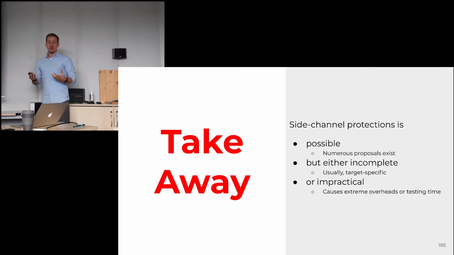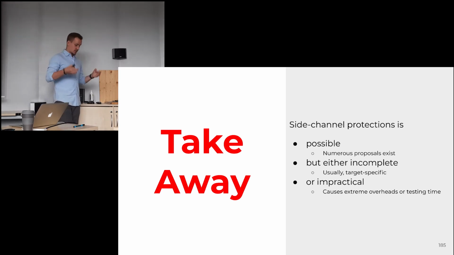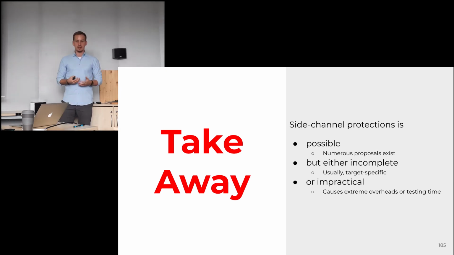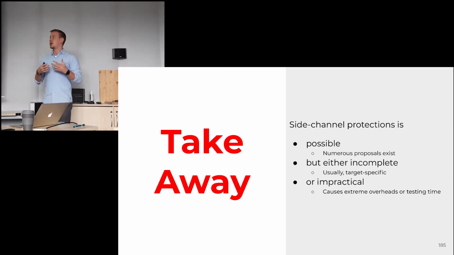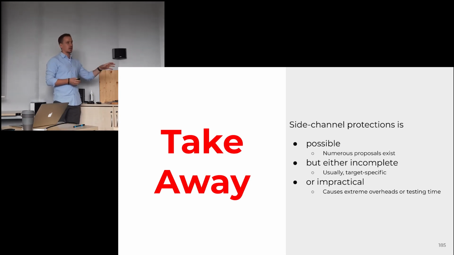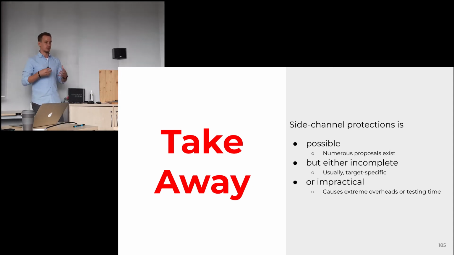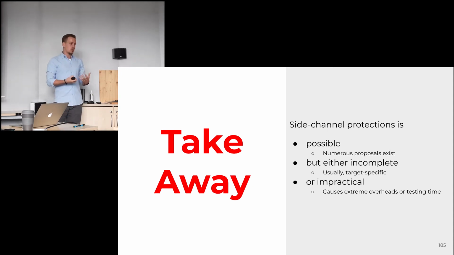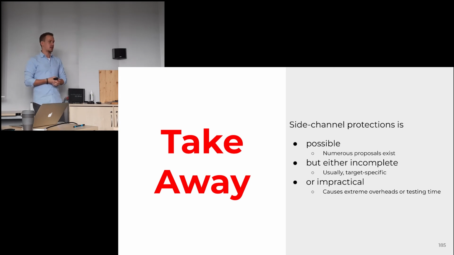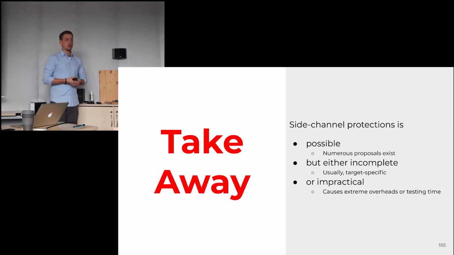But anyway, what's the takeaway from this whole discussion of side-channel defenses? There are many existing proposals for side-channel defenses, and you can get proper protection from side-channels, but all of them are either incomplete in some sense, so they may target, for example, only caches or only certain levels of cache or some other resources. Or they just introduce such high overheads that they are impractical to use in real-world applications. Which means that this is not a sufficient defense. We probably want to use something like that, but that would be only the first level of defense. We need a second layer.